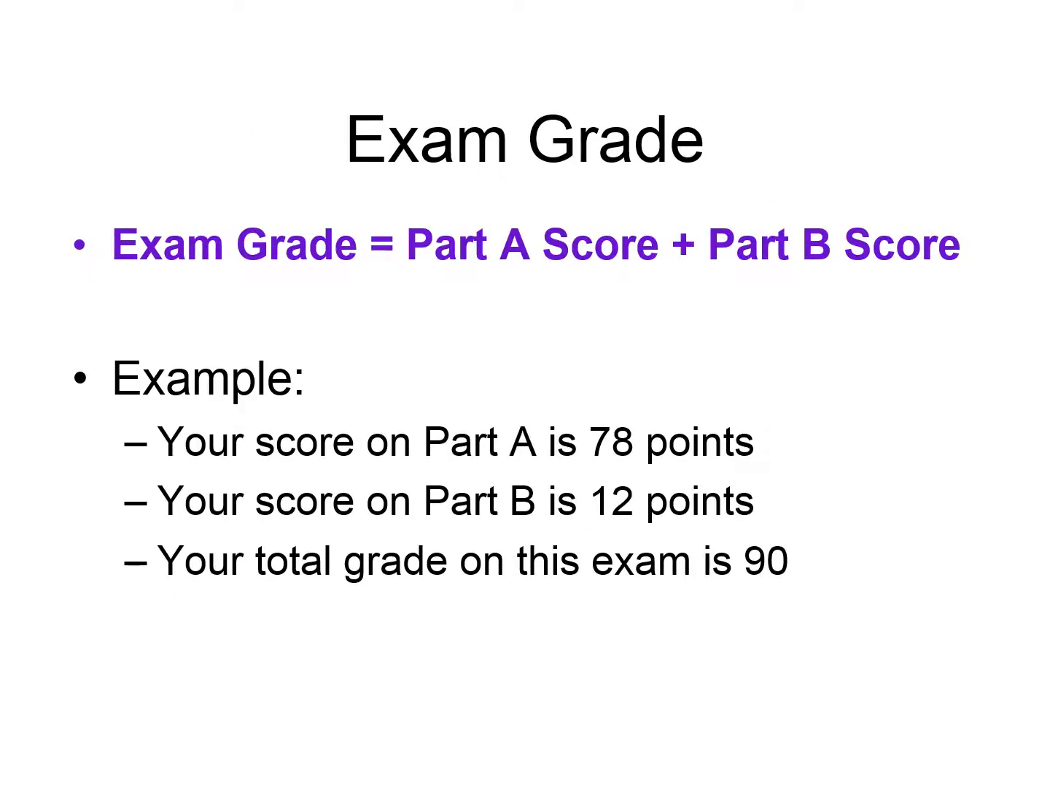Your exam grade is the sum of the score that you make on Part A added to the score that you make on Part B. So using this example, if you had made a 78 on Part A and a 12 on Part B, your exam grade would be 90 points.